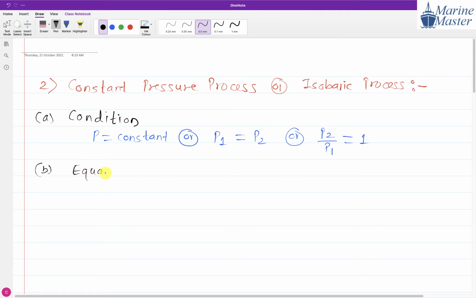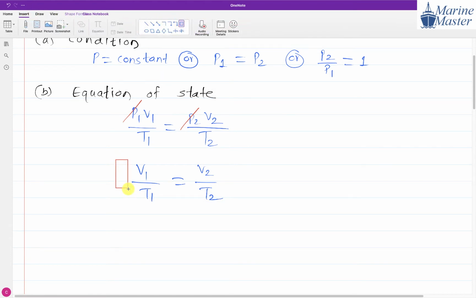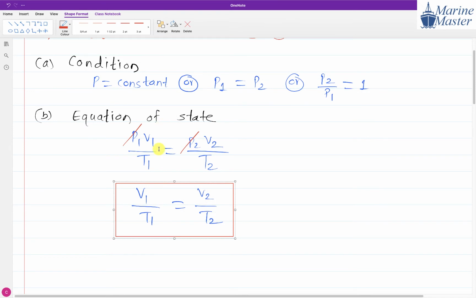Now then, the next point is the equation of state. What is our generalized equation of state? The generalized equation is P1 V1 by T1 is equal to P2 V2 by T2. If you observe the scenario here, P1 and P2 are the same. So can we cancel P1 and P2? Yes. So it will become V1 by T1 is equal to V2 by T2. So please write down this discussion, condition and equation of state.